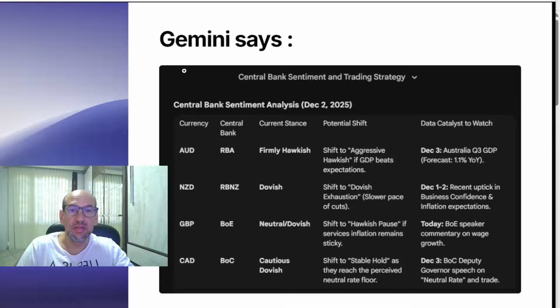Gemini says central bank sentiment and trading strategy. As you can see, the firmly hawkish is the Aussie here. I will choose this currency to trade because it's the most hawkish in this table. Firmly hawkish.